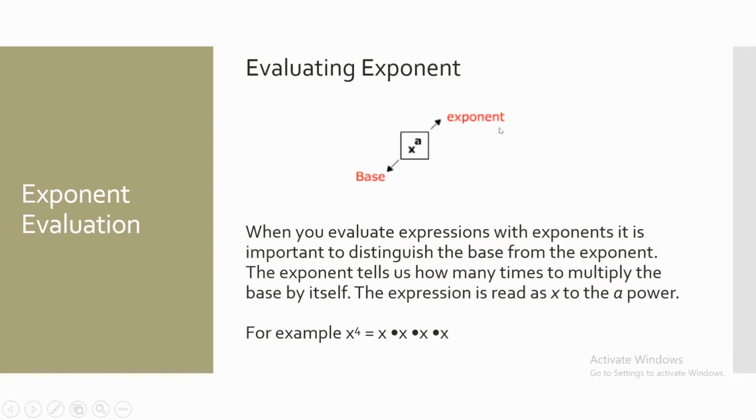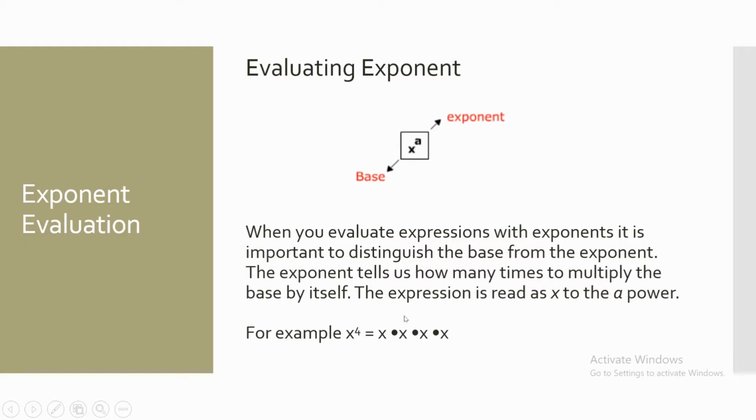So if I say evaluating the exponent, I have to find this value. What is the value of x raised to the power 4? It will be x into x into x into x. So this is the evaluation of this expression. But if I am finding the power of x raised to the power a, and I write a program for this, how many times do I have to multiply this x?